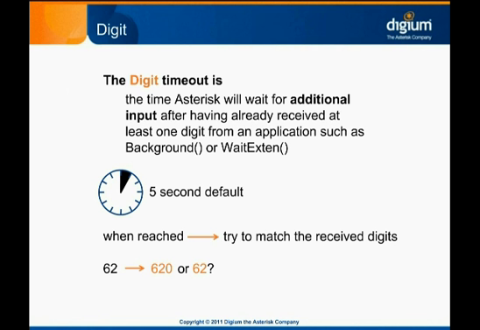Now what if we take that same example but without extension 62? If the user intended to dial 620 but only dialed 62 and then the digit timeout was reached, Asterisk would transfer the call to the i or invalid extension. If the i extension does not exist, the call will be hung up.